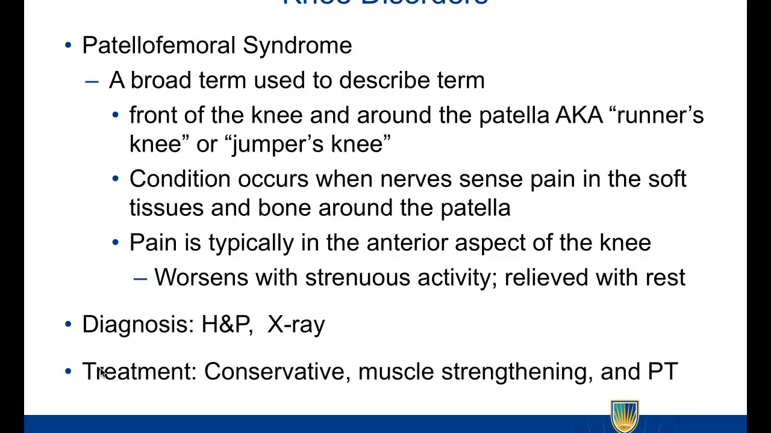Diagnosis is made by history and physical. The pain can be reproduced when the patient is asked to squat. X-ray may identify osteoarthritis, which has a similar presentation. Treatment is conservative and includes activity modification, muscle strengthening, and physical therapy.